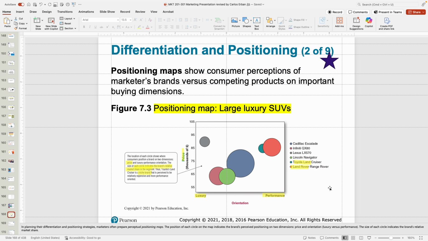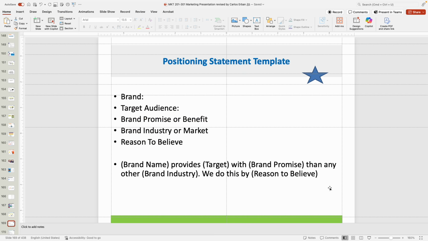So when it comes to positioning, one way to figure out what the positioning is, is to try to write what is called a positioning statement. The positioning statement basically focuses on who are you targeting, right? So the brand, obviously, what brand you are, who are you targeting? What's your brand promise or benefit? Is there a reason to believe that you can deliver that promise, and in what market you're in?